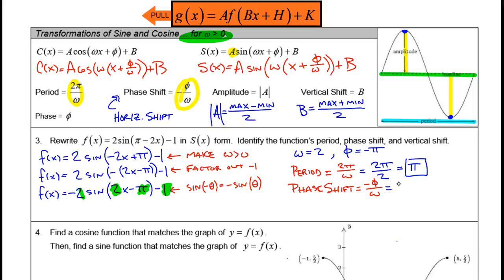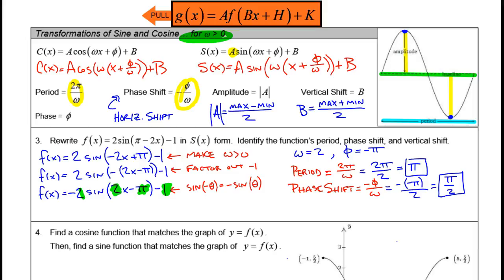So that will be negative, or the opposite of phi, which is already negative pi, divided by omega, which is 2. The opposite of negative pi is pi, all divided by 2. So the phase shift there is pi over 2. What does that mean? That means when you graph this function, it will be shifted pi over 2 units to the right. A phase shift is a horizontal shift. Pi over 2 units to the right.